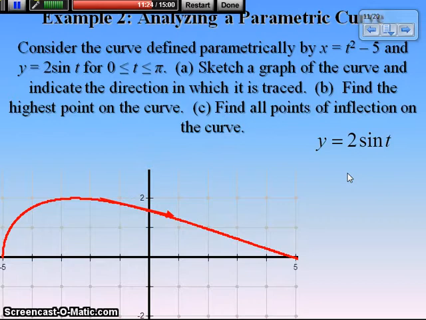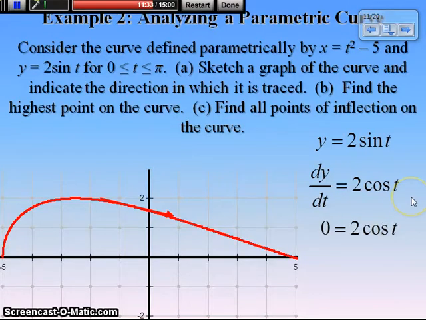So I take the derivative, dy/dt is 2 cosine t. And then of course you take your derivative and set it equal to 0, and then solve for t. So I divide both sides by 2, and do the arc cosine. Where is cosine equal to 0? At pi over 2. Also at 3 pi over 2, but remember our interval here is 0 to pi. So what does that tell me?